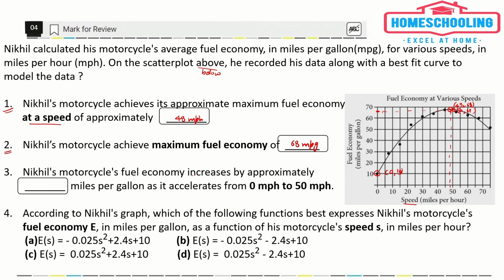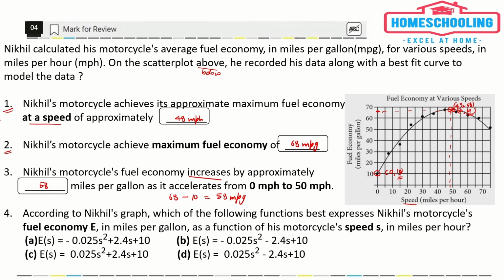So what is the increase? The increase would be the difference of the fuel economy at 0 miles per hour and at 50 miles per hour. At 50 miles per hour, the fuel economy is 68, minus the fuel economy at 0 miles per hour, which is 10 miles per gallon. So 68 minus 10 is going to be 58 miles per gallon. So the answer would be 58 miles per gallon.